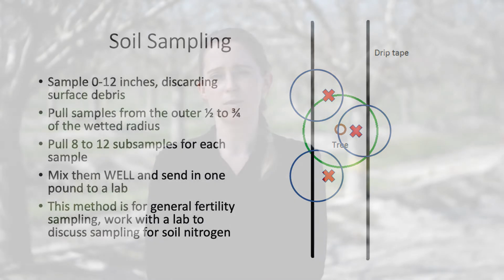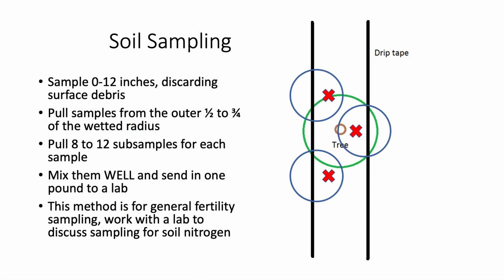So just do some soil sampling or do some observing to try to figure out where most of that water is landing. That's where most of the water is going to be flowing through, and you want to sample outside of that. When sampling on drip emitters, it can take a little bit of work to try to figure out the best place to soil sample, but the rule of sampling on the outer half of the wetted radius still applies there.